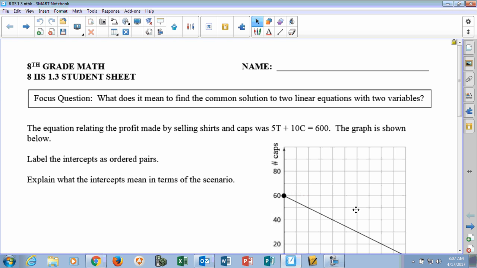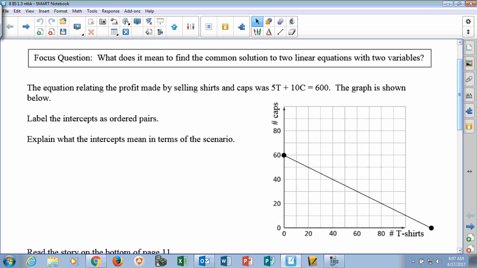So this equation, I hope, should look pretty familiar, right? Right? Remember the caps problem? One of the very first things we did when we started this book? It says the equation relating the profit by selling the t-shirts and caps was this, right? And we found lots of different solutions that could make this true, right? Remember we did that?